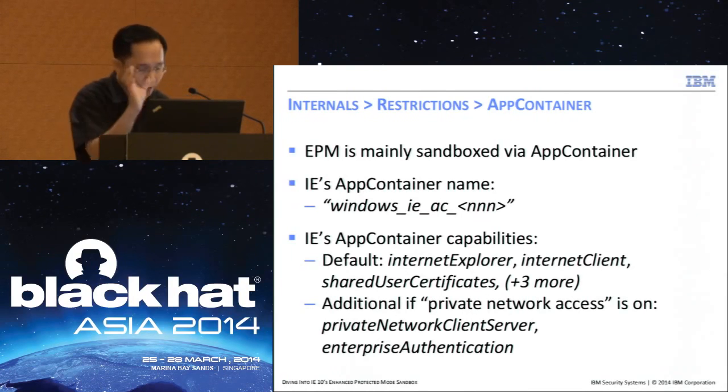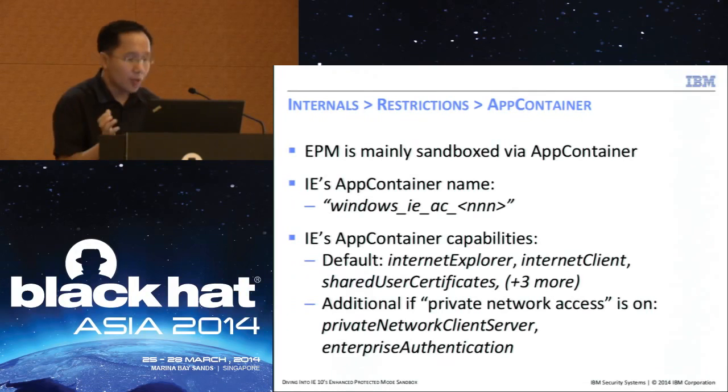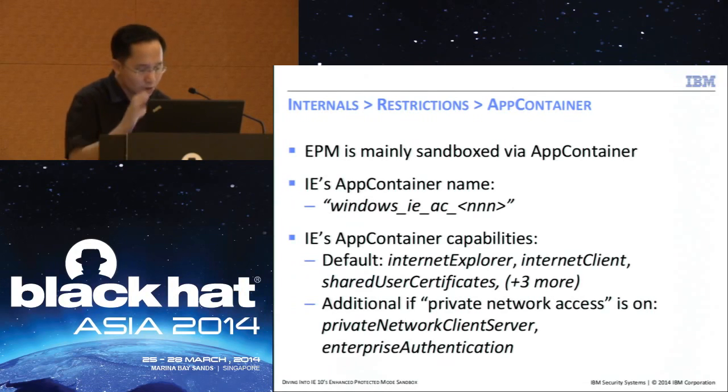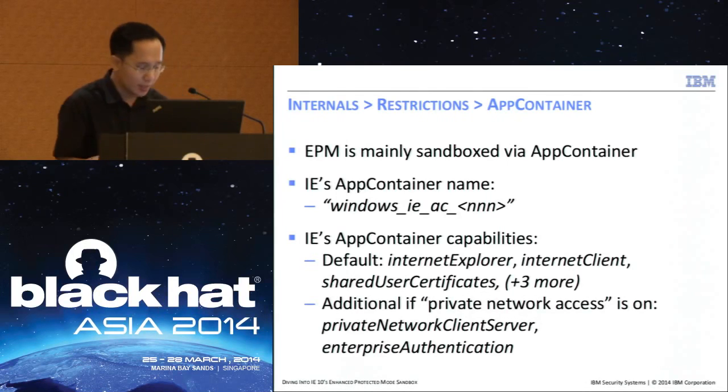App containers are given a set of capabilities, so processes running in them can access specific resources or perform certain capabilities. IE uses a separate container when browsing internet sites, and it also uses a separate container when browsing trusted home and corporate internet sites. The only difference is that the app container used when browsing internet sites has additional capabilities assigned that allow access to private network resources.